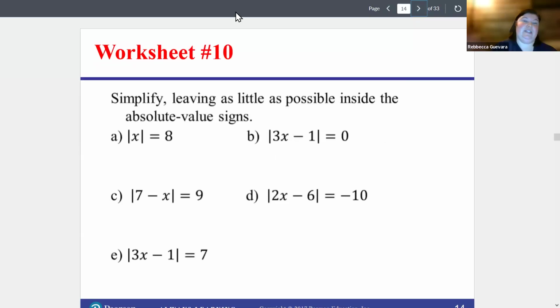All right, so take a minute or a couple minutes and just go through number 10 in your worksheet, A through E. All of these should have solutions with the exception of one of them. So you have one with no solutions, one with 1 solution, and 3 of them should have 2 solutions. I think I said that backwards a second ago.